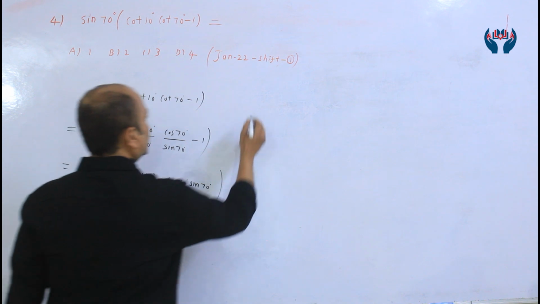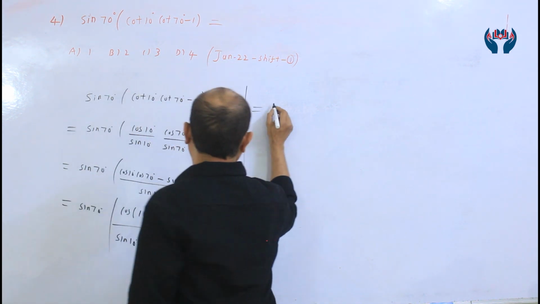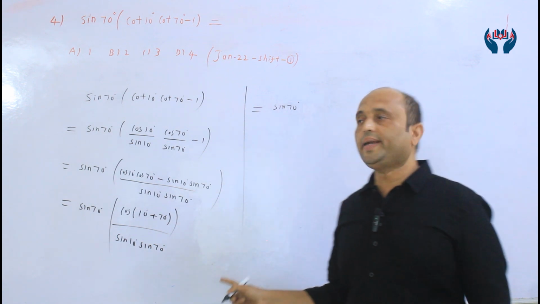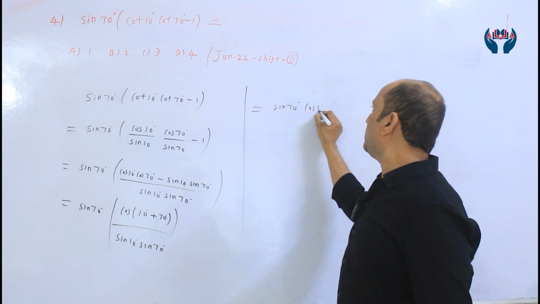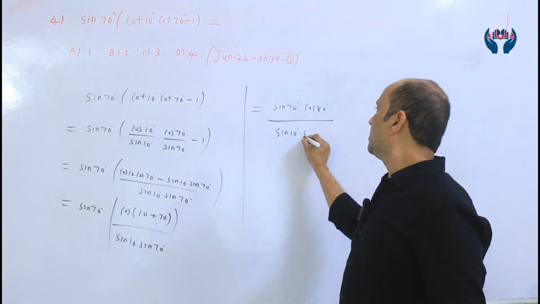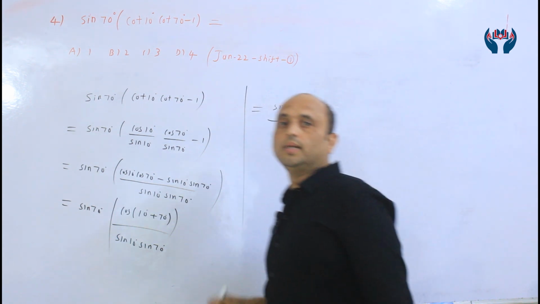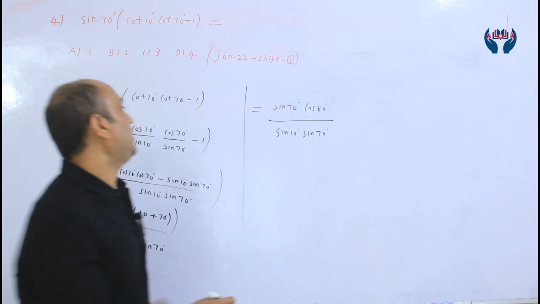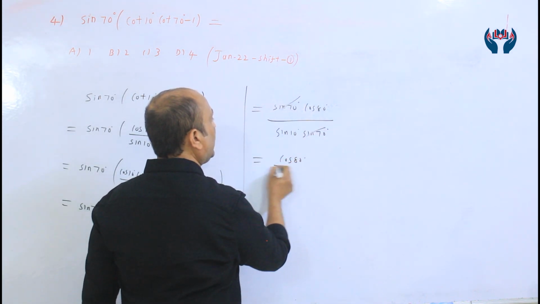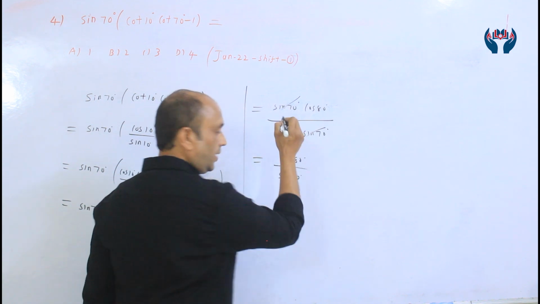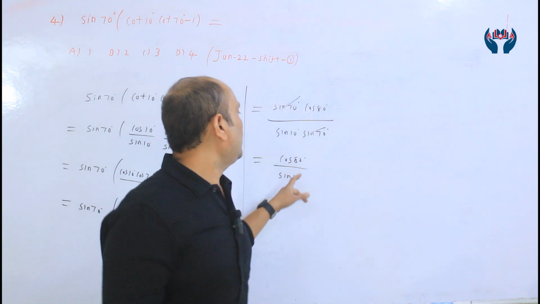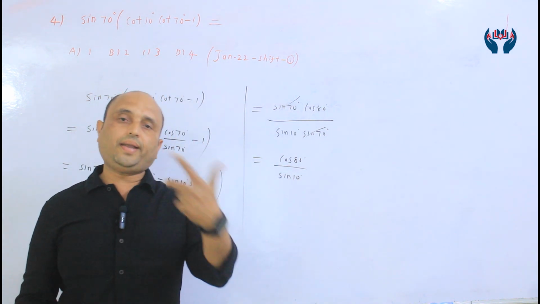Now sin 70 degrees times cos 80 degrees by sin 10 degrees sin 70 degrees. Now sin 70 gets cancelled, leaving cos 80 by sin 10. Now just convert the cos 80 in terms of 10 degrees.